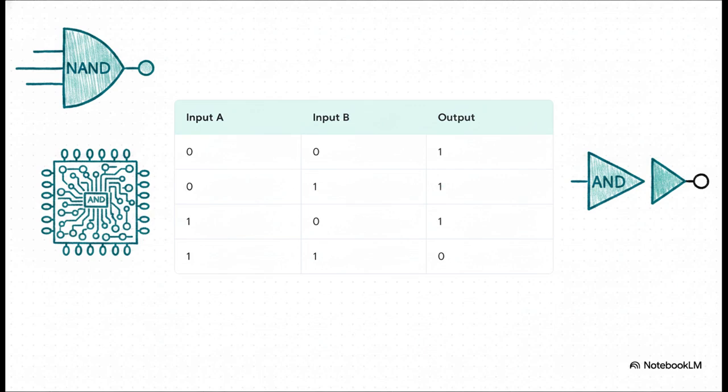The NAND gate is what's considered a universal gate, meaning you can literally build an entire, fully functioning computer processor using nothing but millions of these NAND gates wired together. No way, right? But it's absolutely true.